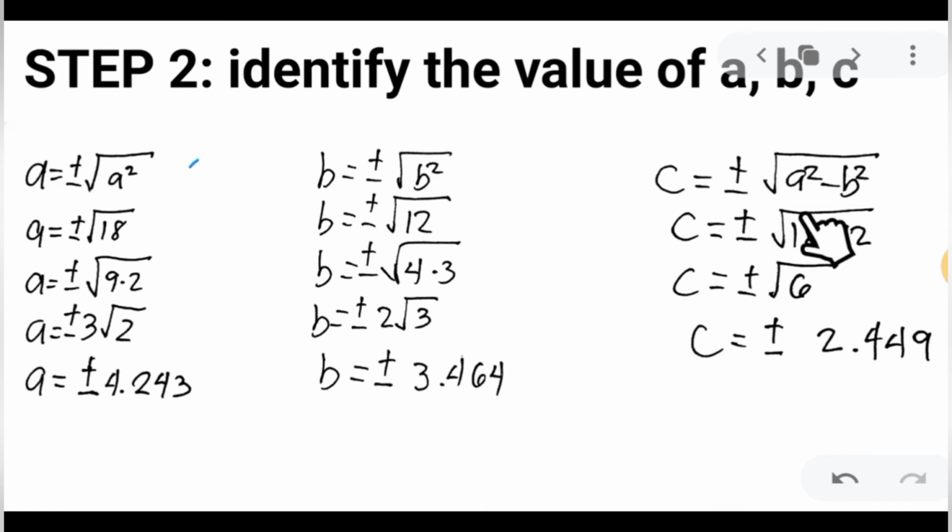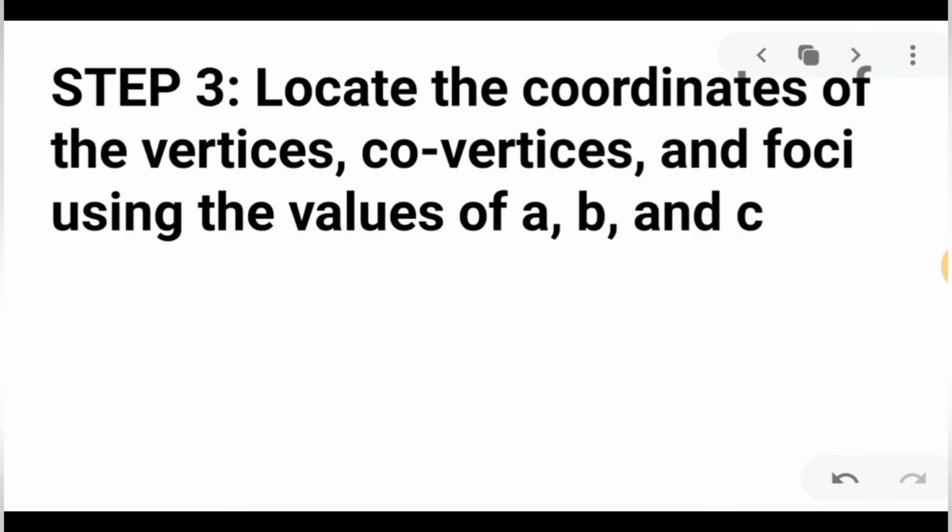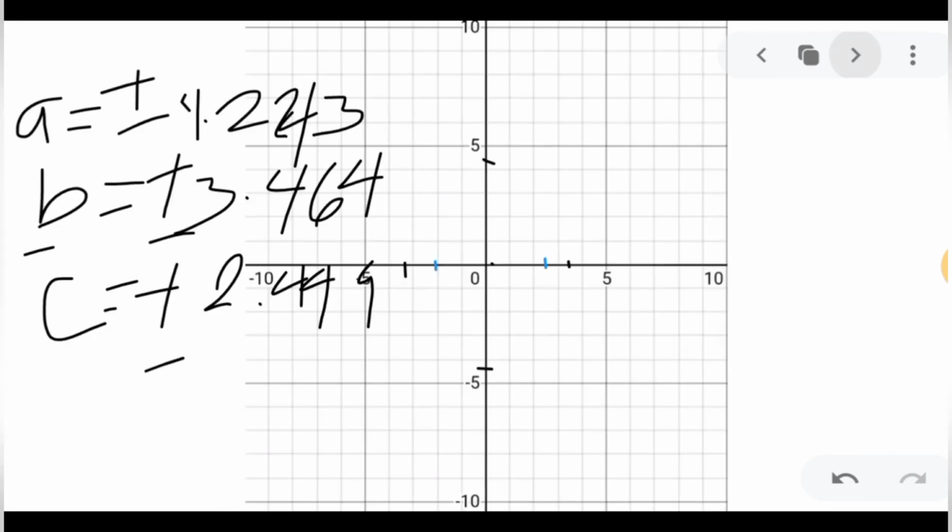Then for the value of c, that is positive negative square root of a squared minus b squared. Get the difference of 18 and 12, since a squared is 18 and b squared is 12, and that is 6. Since it doesn't have a factor from which you can extract a square root, just get the square root of 6, that is 2.449. Now, we have to locate the coordinates of the vertices, co-vertices, and foci using the values of a, b, and c. So, the a is our vertices, b is our co-vertices, and c is the foci.